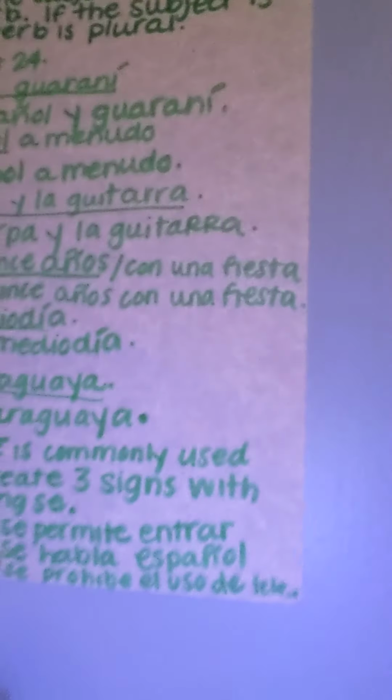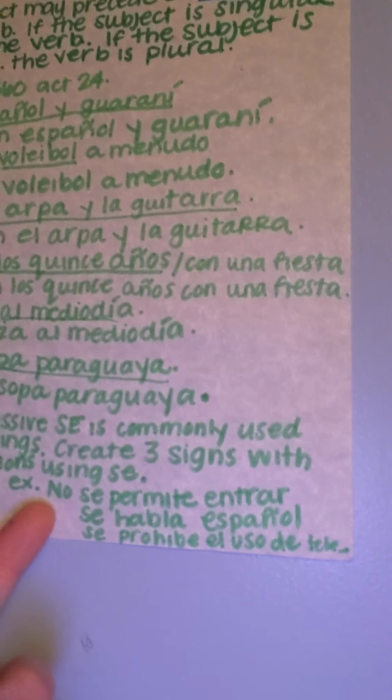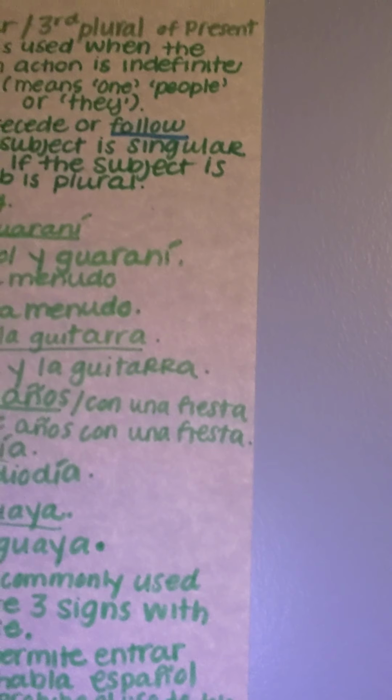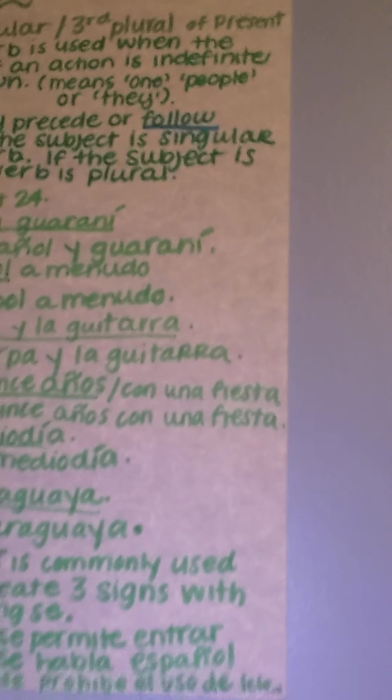You could use something such as no se permite entrar. One is not permitted to enter. Se habla español, which I think you've probably seen. And then se prohíbe el uso de teléfonos celulares. ¿Sí? ¿Está bien? Have fun, be creative, but please keep it appropriate.